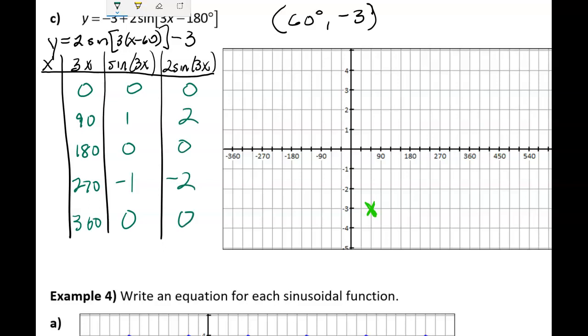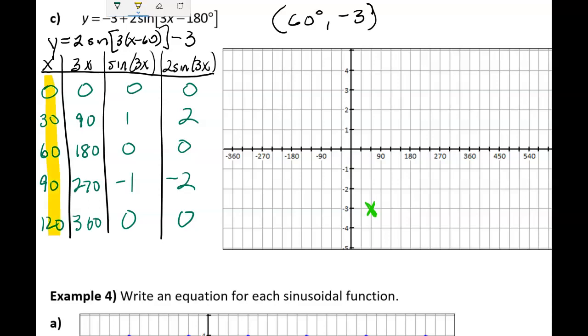And then in order to move leftward, we have to divide by 3. So 0 divided by 3 is 0, 90 divided by 3 is 30, 180 divided by 3 is 60, and you can see that left column is just going by 30s, right? So 90, 120. All right, let's graph some points.